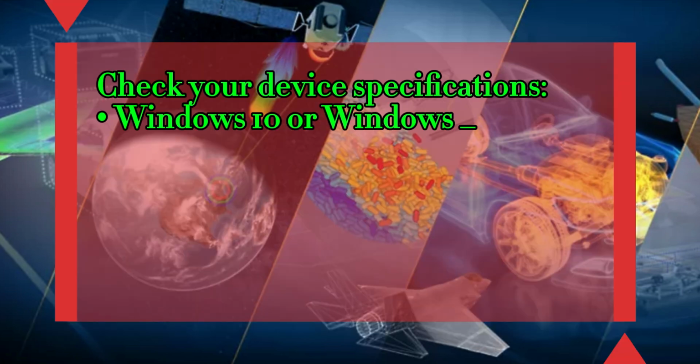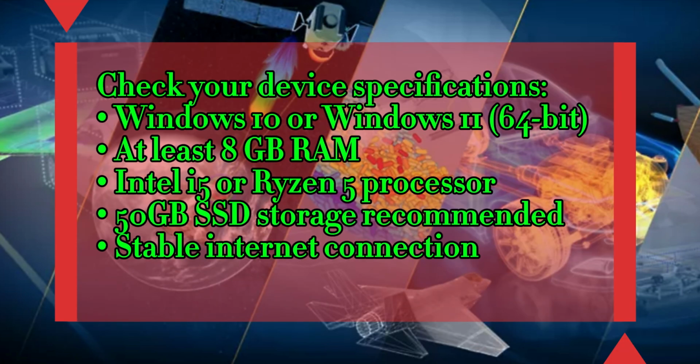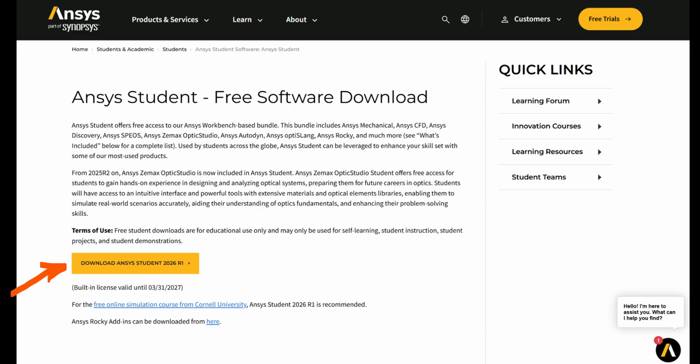Before downloading, check the minimum system requirements. Recommended: check your device specifications. Windows 10 or Windows 11, 64-bit. At least 8 GB RAM. Intel i5 or Ryzen 5 processor. SSD storage recommended. Stable internet connection. Then click Download ANSYS Student 2026 R1.